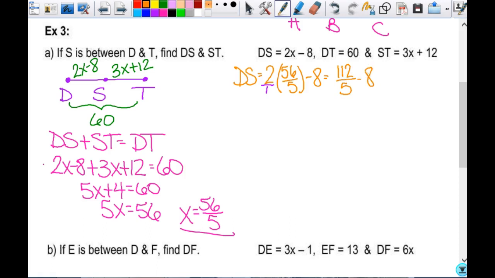Now can I reduce the 112 over 5? No. So I have to subtract these. So what do I need to get? Common denominator. So the denominator on the 8 right now is a 1. What is the common denominator going to be? 5. So 8 over 1 becomes 40 over 5. Which means then that I get, what's 112 minus 40? 72. So I get 72 over 5. Can I reduce that? Nope. So that is the length of DS.